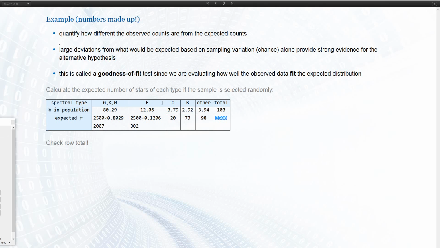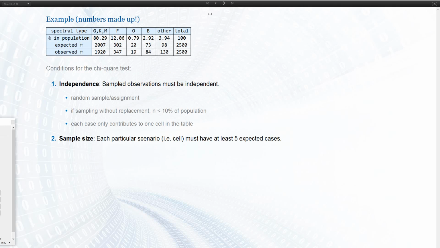If you do this, always check that the total number adds up correctly, because here we could have some rounding errors that add up, unfortunately. Okay, so this is now the table of our expectation, and that's our observation. And now we compare the two.